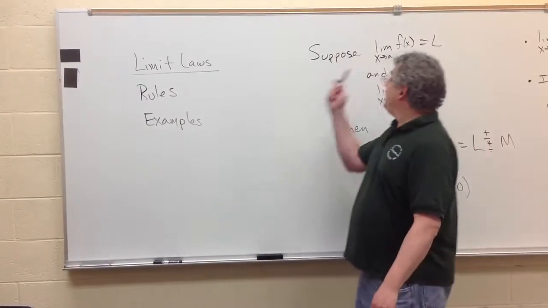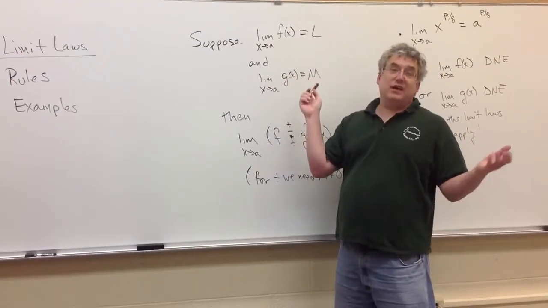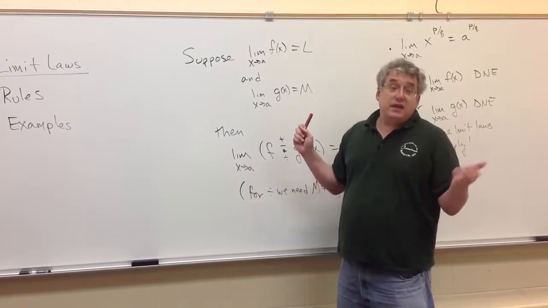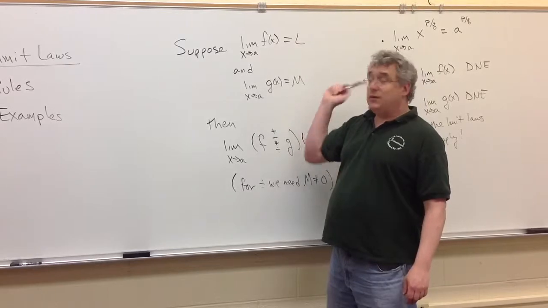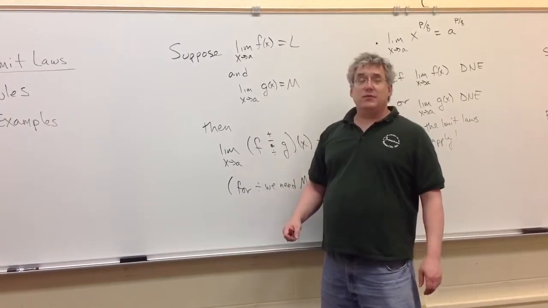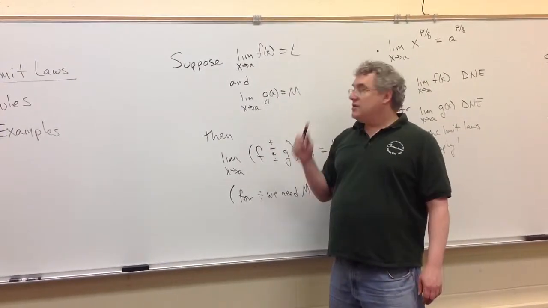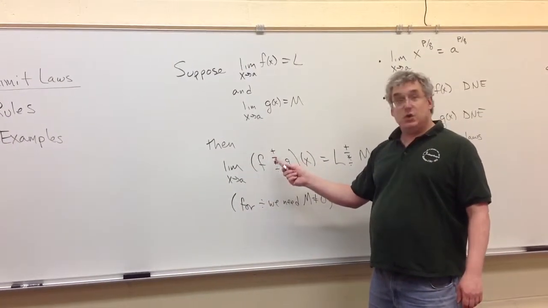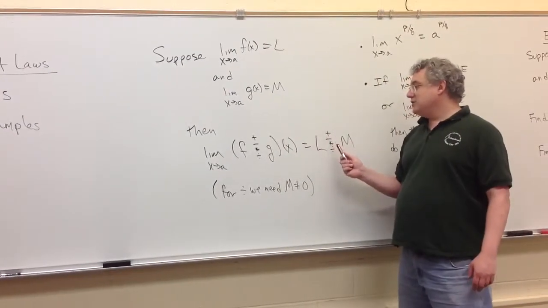They say if you've got two functions, f of x and g of x, and as x approaches one value a, whatever a is, 3, 75, 0, infinity even, the limit of f of x is some value L. If the limit as x approaches a of g of x is some other value m, could be the same number, could be different. As long as these two exist, then the limit as x approaches a of f plus or minus or times or divide g of x is L plus or minus or times or divide m.